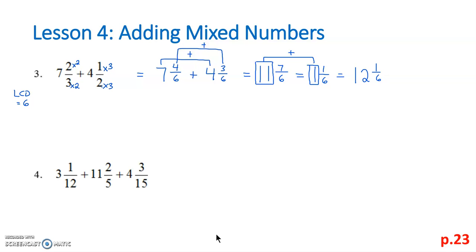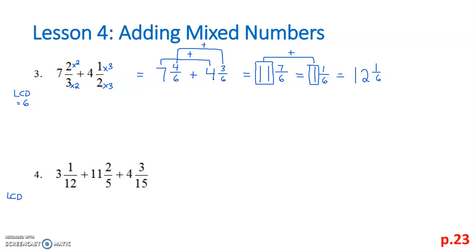For number 4, we have 3 different denominators. So we have 3 and 1/12 plus 11 and 2/5 plus 4 and 3/15. When you have 3, you have a couple options. You could add 2 of them together, get an answer, and then add a third one. Sometimes I find that to be harder than figuring out the lowest common denominator of 3. We've learned some different strategies for figuring out the lowest common denominator.